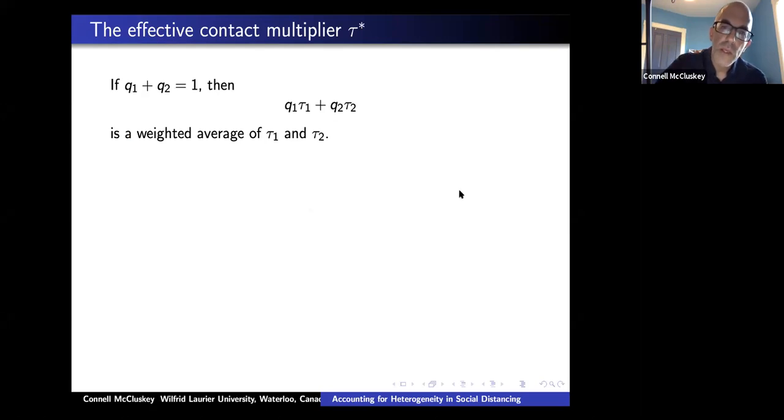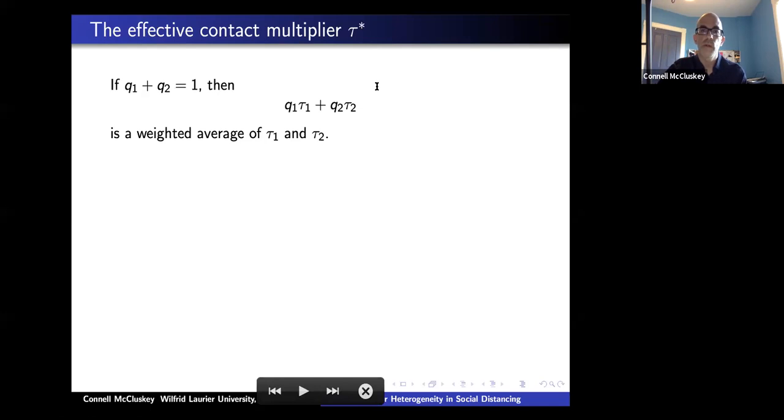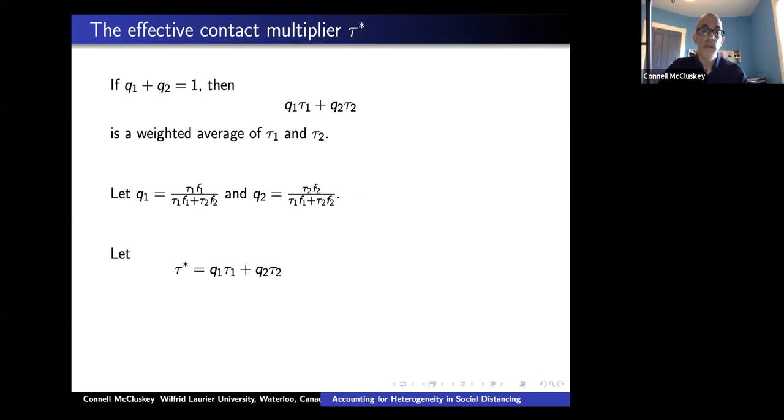So given that I have a social distancing group with this multiplier tau 1 and a non-distancing group with a multiplier tau 2, where tau 2 is equal to 1, so no reduction in contacts for group 2. If I have two positive numbers, Q1 and Q2, that add up to 1, then I get a weighted average of the taus. So I'm going to pick my Q's to be these kind of messy fractions, and if you add them together, you get 1. So I can use these to get a weighted average of the contact multipliers. This will be tau star.